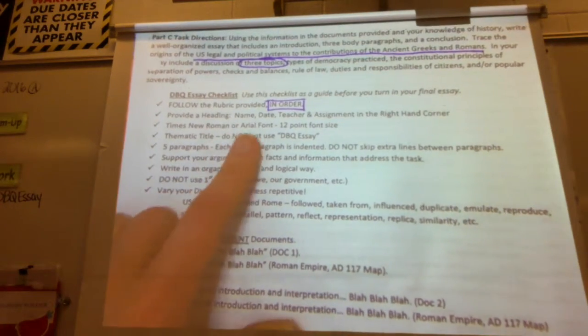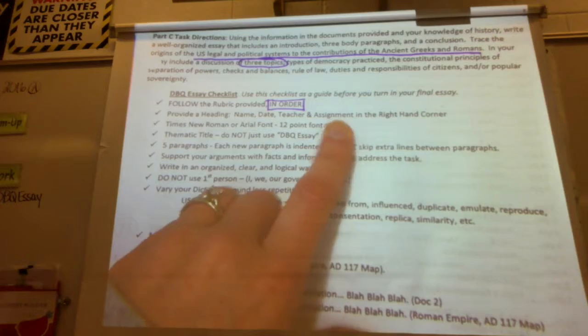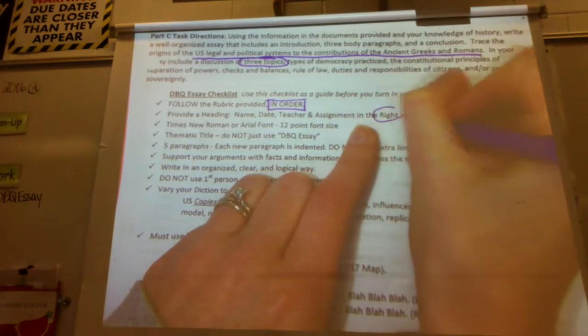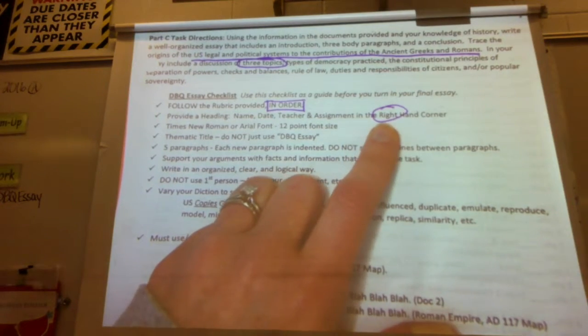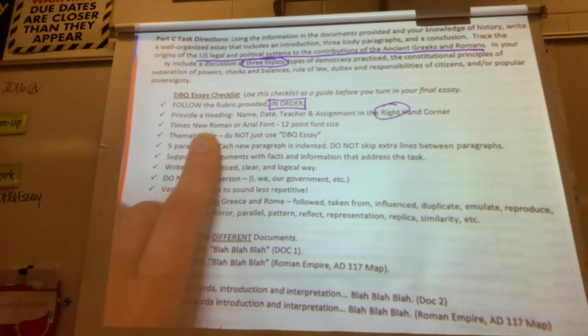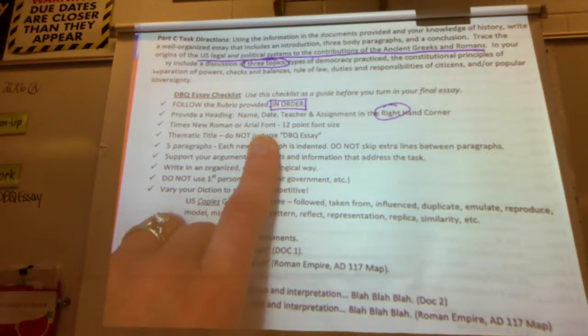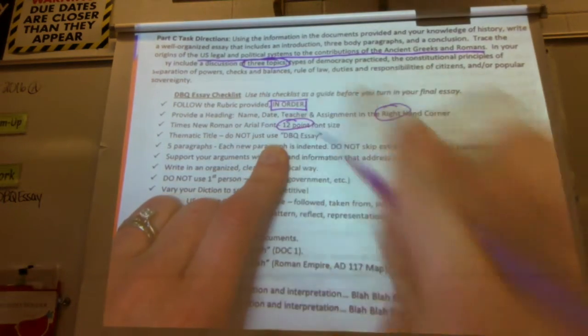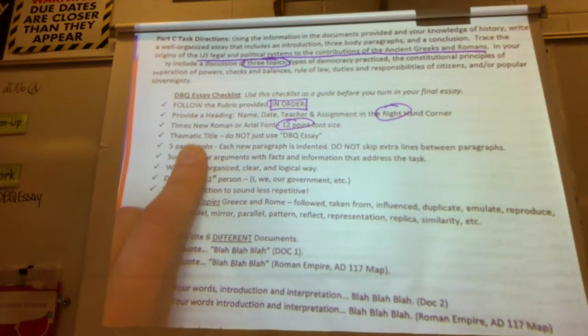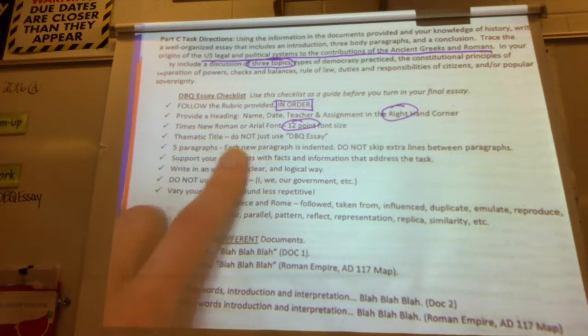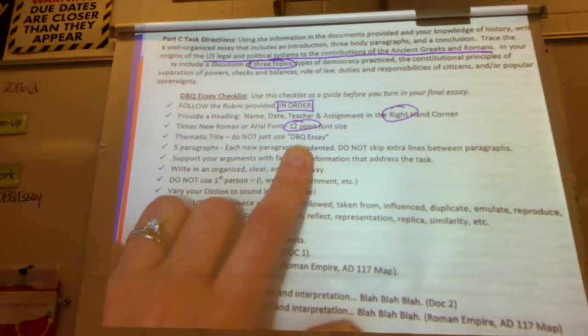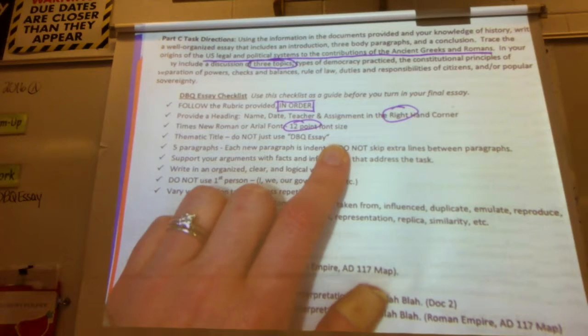All right, we're going to have a name, title, teacher, and assignment in the right-hand corner. That's how you set up your paper. Choose Times New Roman or Arial font, only 12. You're going to choose a thematic title. That means like a theme. Don't just write DBQ essay at the top. It needs to be something that alludes to what your paper is about.